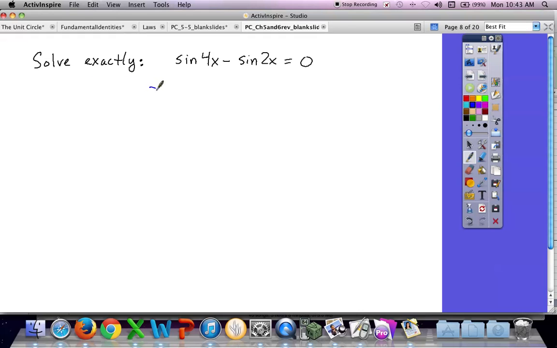So this I can write 2 sine 2x cosine 2x. That's using the double angle formula. And now I've got minus sine of 2x. And then what could I do? You've got a common factor of sine 2x, so factor it out. Sine of 2x times 2 cosine of 2x minus 1.